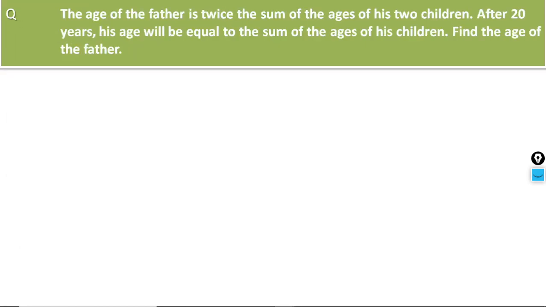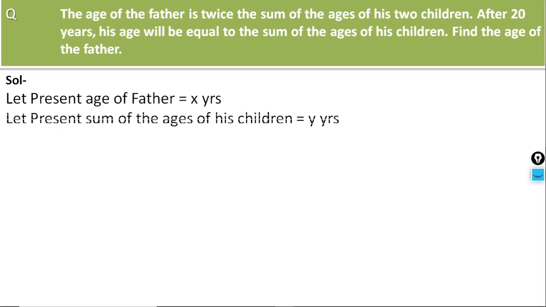Now let us try this problem. In this problem, the age of a father is twice the sum of the ages of his two children. Now students, in this case, we consider the present age of the father to be x years. There are two children, so we consider the sum of the ages of our two children as y years. So the present age of the father is x and the present sum of the ages of his children is y years. A situation is given after 20 years.